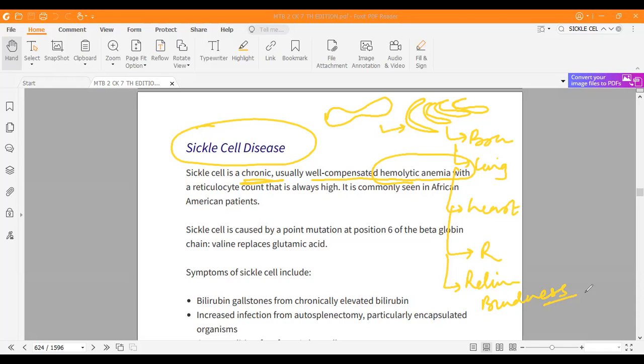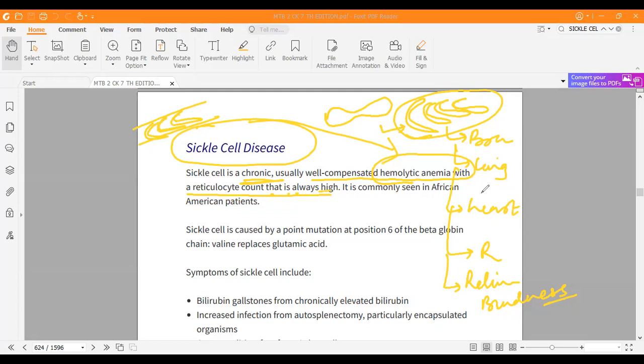The tinier the vessels, the more they get clogged. They get blocked. So this is the blood vessel. If they block the vessel, blood cannot go further, and that can happen in all these organs. That is why you develop the symptoms. The reticulocyte count is always high. Why? Because more hemolysis, more reticulocyte count.